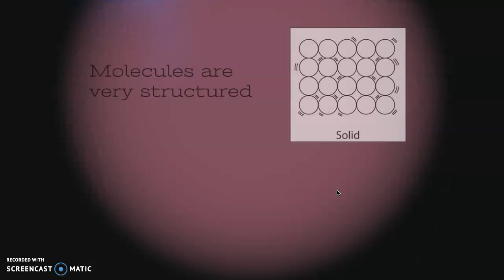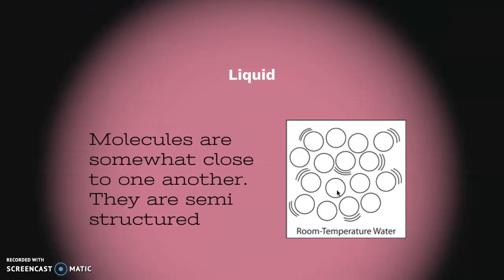So then let's go to liquid. With liquid molecules, you can see that they're closer to one another, but they don't really have a defined shape, but they still are together. So this is semi-structured because they aren't in those defined columns and rows like it was for a solid, but they're still close enough together that it kind of just looks like a blob.